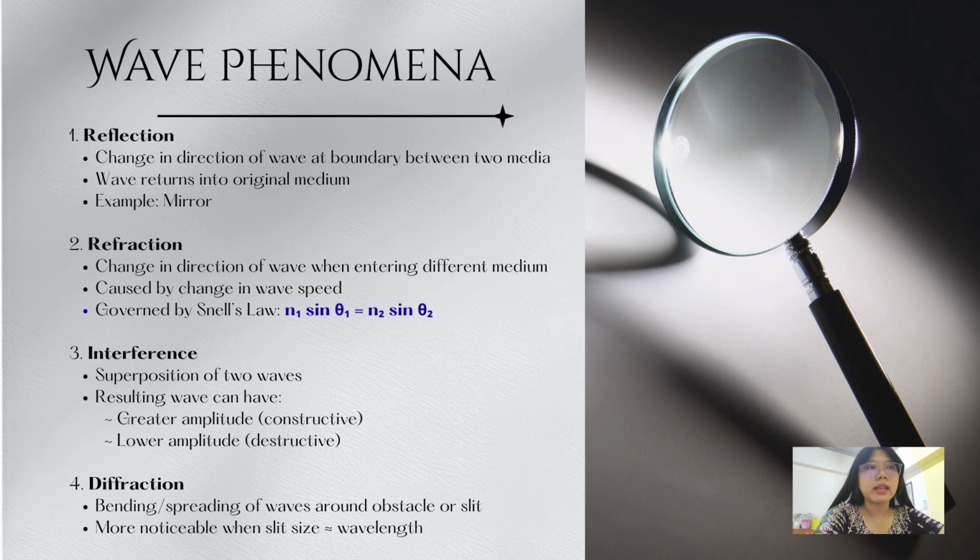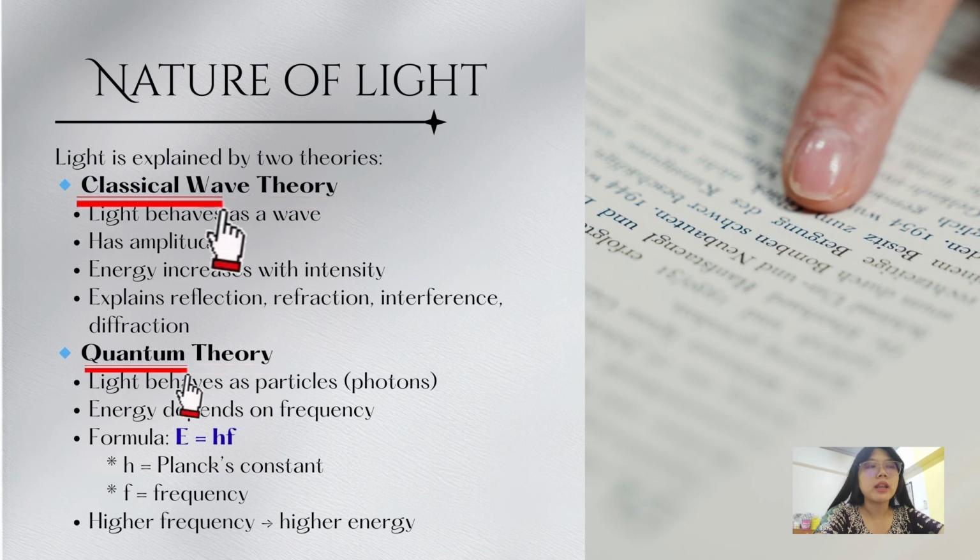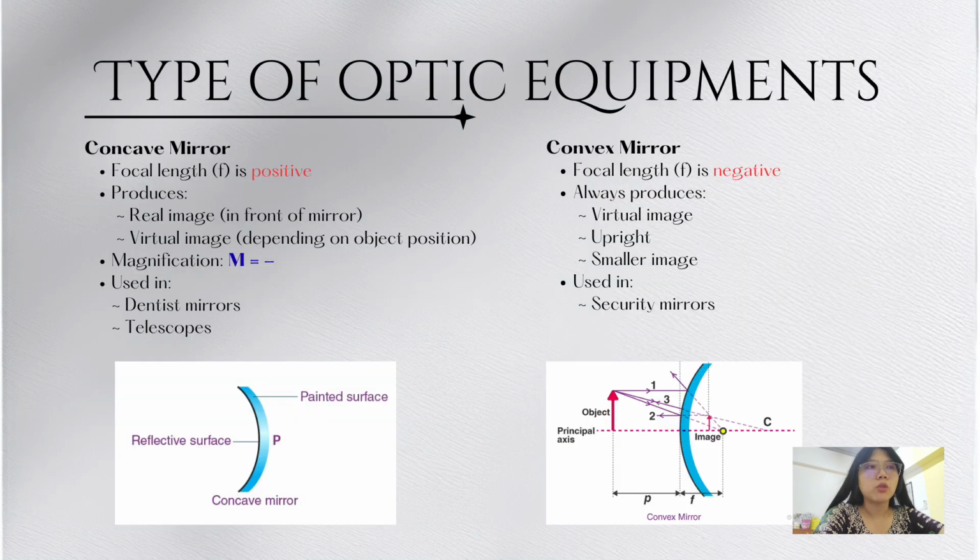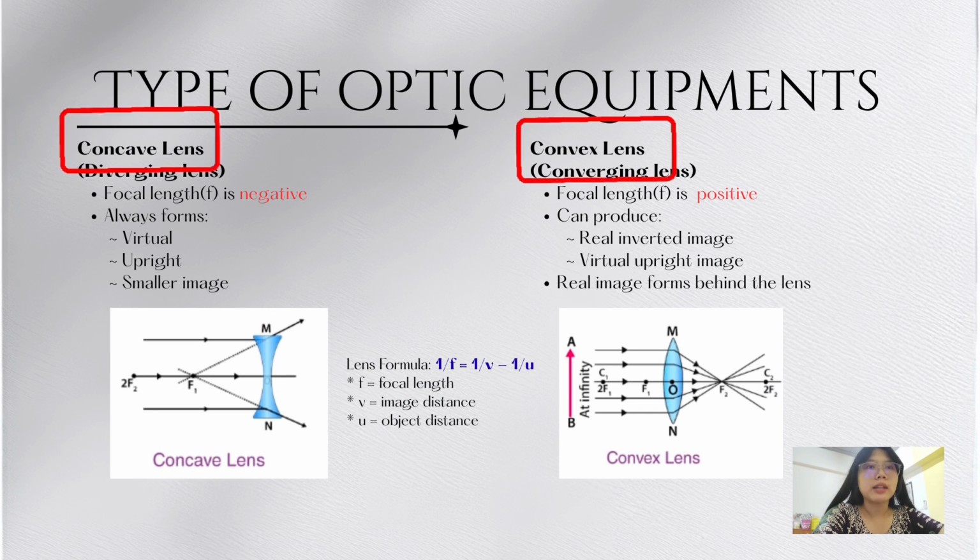It can be explained by wave theory and quantum theory, where light also behaves as a particle with energy equal to hf. Furthermore, concave and convex mirrors and lenses form different images depending on focal length and object position.